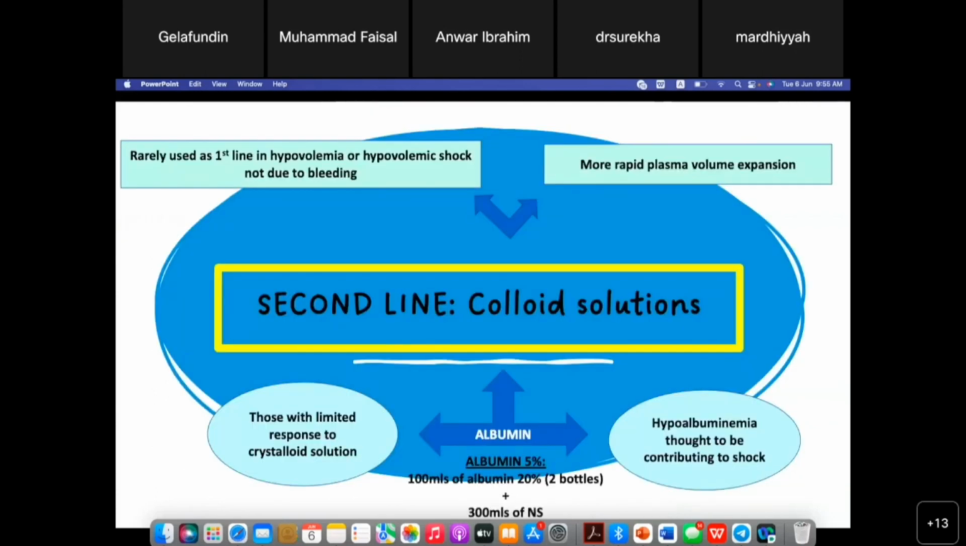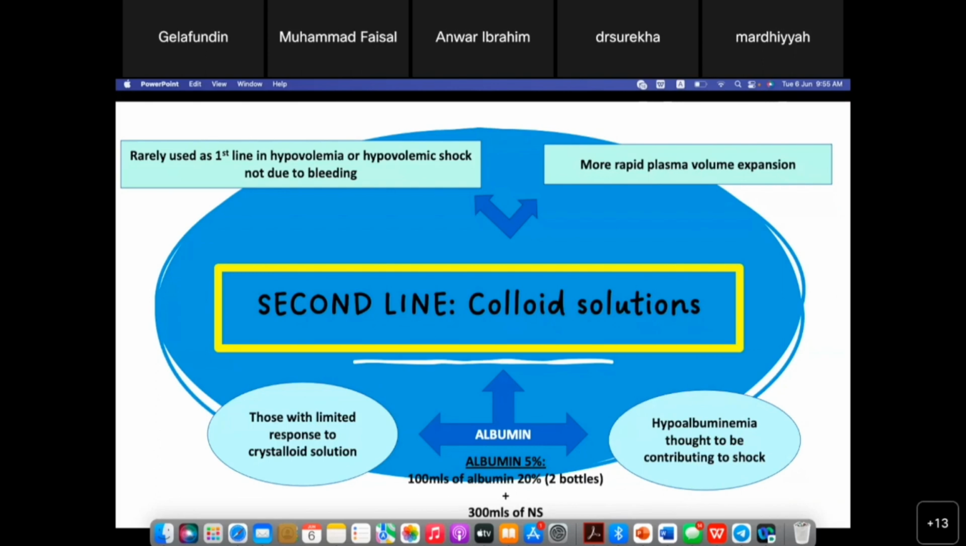Just now, for first line we used crystalloid. So second line for hypovolemic shock not due to bleeding is colloid solution. This is because of the more rapid plasma volume expansion that the colloid has. Basically, we always say that for one colloid we need 3 crystalloids to achieve the same effect of plasma expansion. So here I'm basically talking about albumin because most of the studies done are regarding albumin.